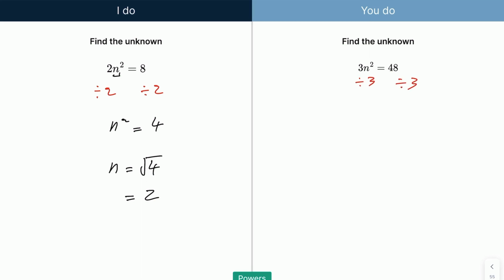Divide each side by 3 to get rid of the 3. Now we have n squared is equal to 48 divided by 3, which is 16. And now to get rid of the squared, you square root. So n is equal to the square root of 16, which is equal to 4.